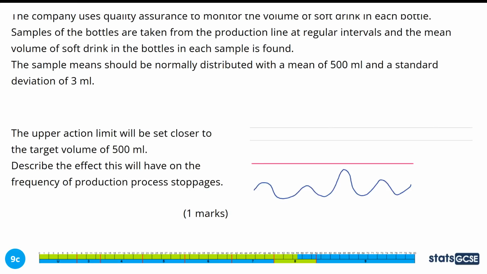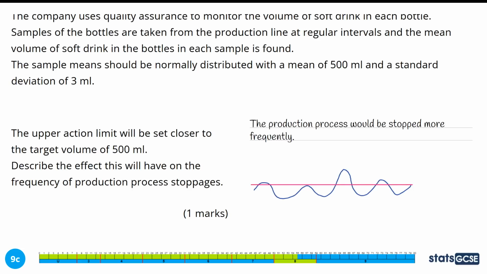If we imagine this blue line is the volumes of our soft drinks, and this pink line is our upper action limit, you can see that the lower it goes, as in the closer it gets to the target volume of 500 millilitres, the more the volumes of our bottles cross the line. And any time they cross the line, the whole production process needs to stop. So the production process would need to be stopped more frequently if the upper action limit was set closer to the target volume.